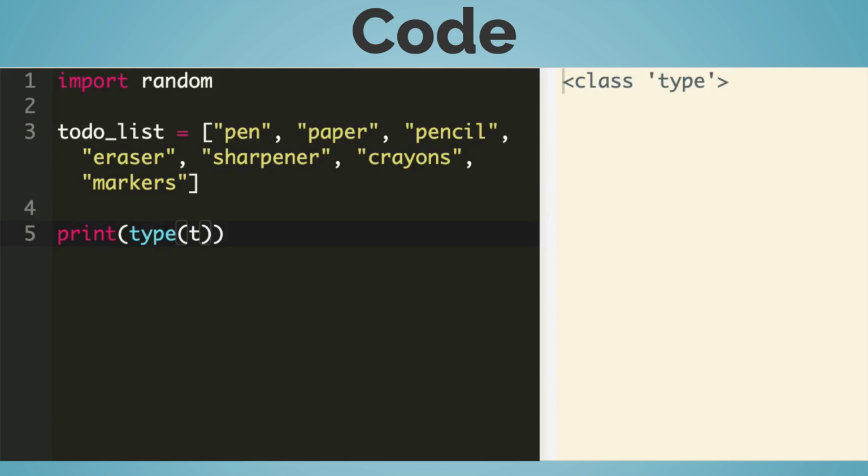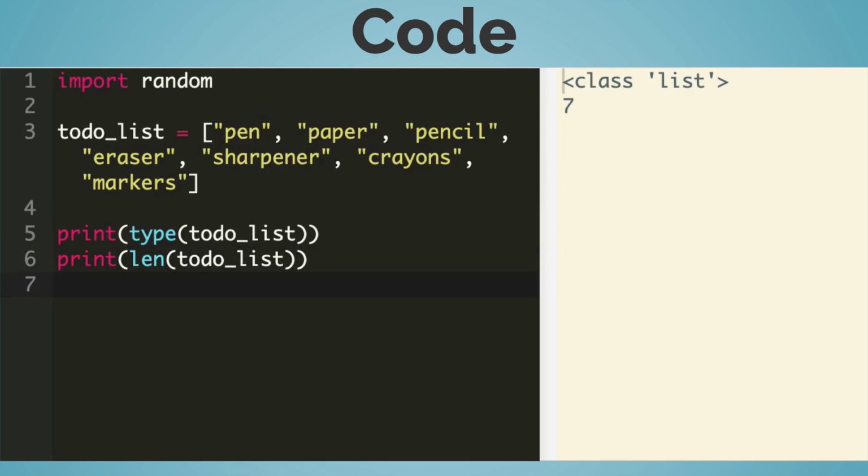Print type to-do list. I got the list in the output. Print len to-do list. I got the answer. I got 7 in the output.